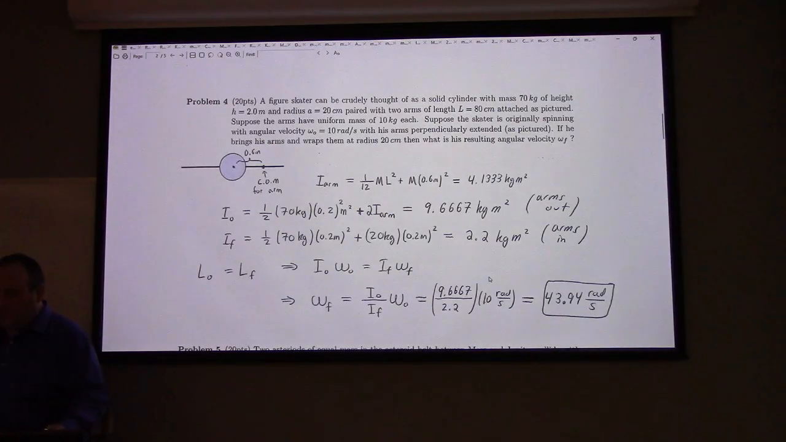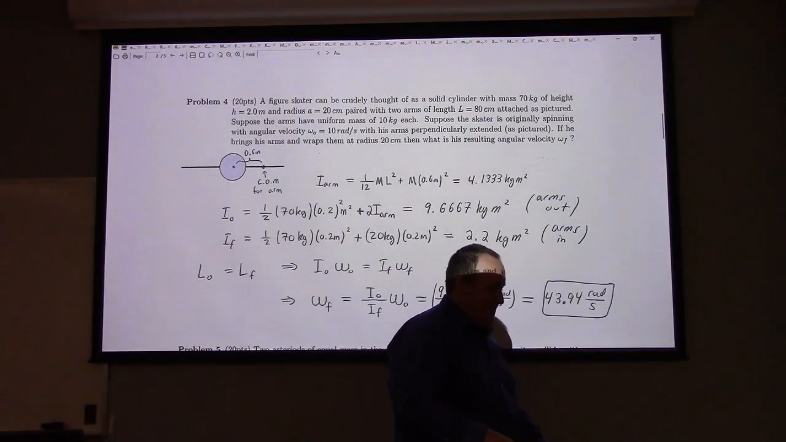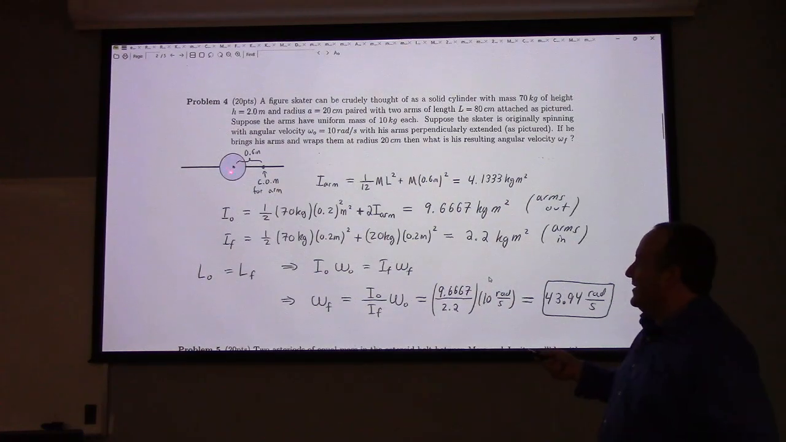Here we have a figure skater crudely illustrated as a cylinder with two lines coming outside of it. So here's the body of the figure skater and the arms. They're very skinny arms, and a very, very beautiful body, perfectly spherical.